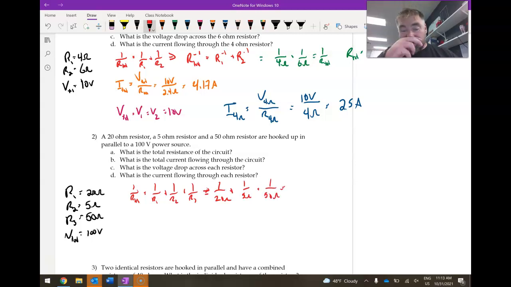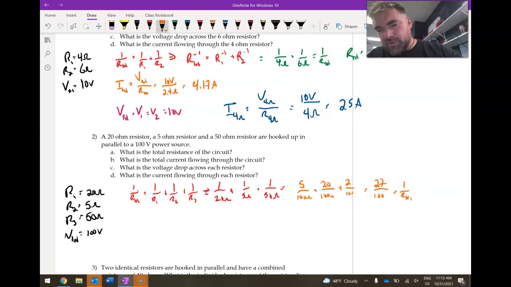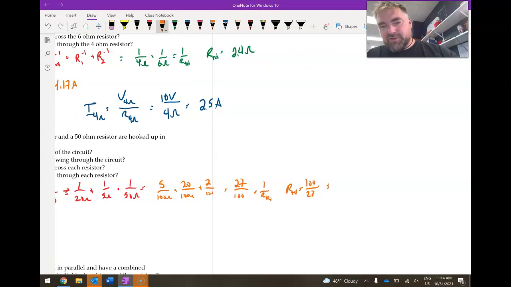Okay, and if you don't want to use a calculator, here you would have to use a common denominator. Common denominator in this case is going to be 100. So you could actually do it. Oh, for fun, I'll do it. Why not? So this would be 5 100ths plus 20 over 100 plus 2 over 100, and so that's going to give me a grand total of 27 over 100 is equal to 1 over R total. So R total would equal 100 divided by 27. So when I do all that out, that's going to give me actually 3.7 ohms.